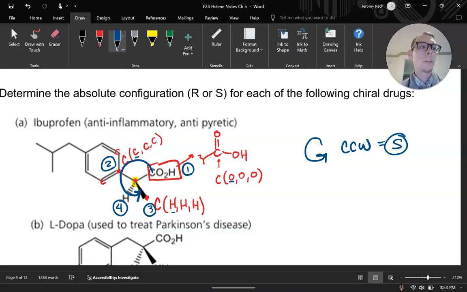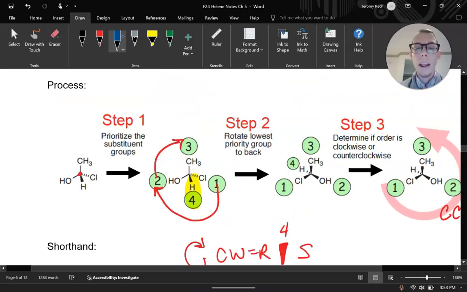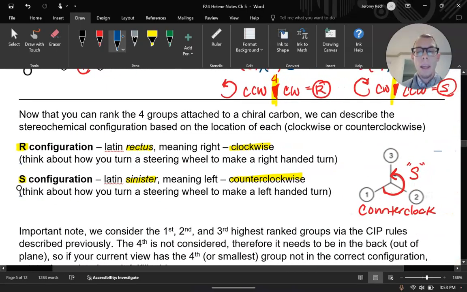And that's what we're going to do for all of our chiral centers. We're going to go through and use our CIP rules, and we're going to rank our handedness as either being right-handed or left-handed. And that is going to be our R and S. We'll go ahead and end the video there, and that wraps up everything for that class.